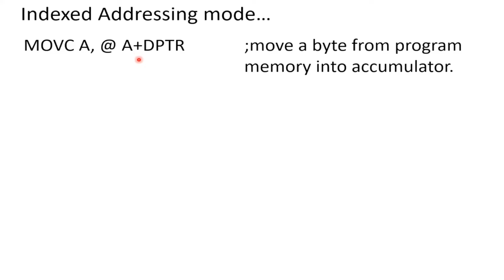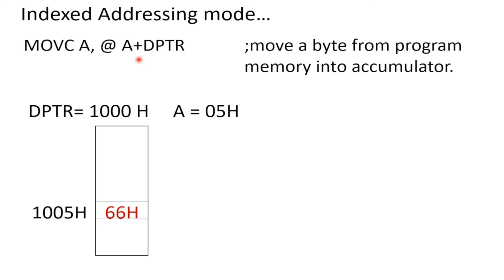First of all, what will be done? The sum of these two will be taken. Let us assume that DPTR is holding the value 1000H and the accumulator is holding the value 05H. So A plus DPTR will be calculated. What is A plus DPTR? 05 plus 1000 comes to be 1005.